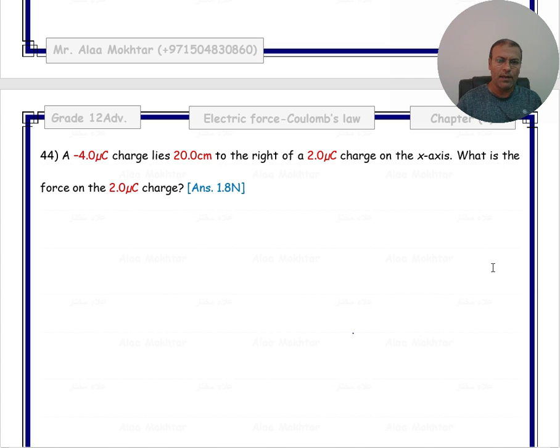Next question: a negative 4 microcoulomb charge, Q1, micro means multiply 10 to the negative 6, lies 20 centimeters to the right of another charge. So Q1 and Q2 in microcoulombs also multiply 10 to the negative 6. The distance between the two charges is 20 centimeters; centimeter multiply 10 to the negative 2 to convert to meters. On the x-axis, what is the force on this charge? We need the force Fe, equal to what?